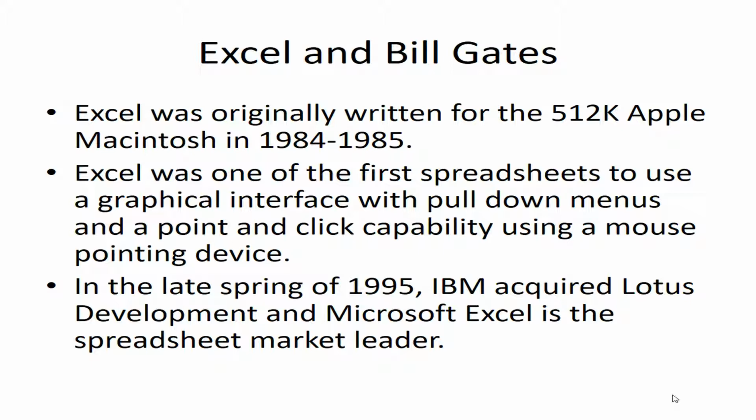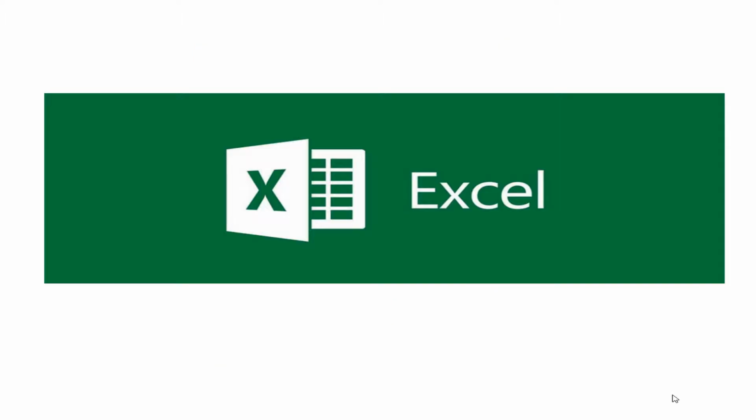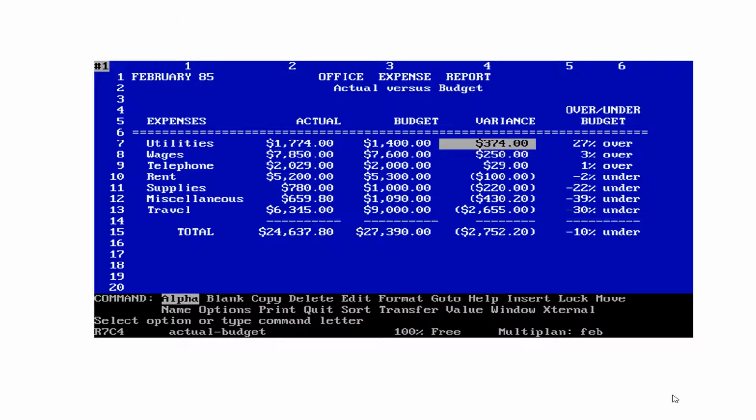Then came Excel. Excel was originally written for an Apple Macintosh 512K in 1984-1985. Excel was one of the first spreadsheets to use a graphical interface. Look at the development of spreadsheets with pull-down menus and point-and-click capability using a mouse pointing device. In the late spring of 1995, IBM acquired Lotus Development, and Microsoft Excel is the spreadsheet market leader. This is Excel, and this is how it looks.